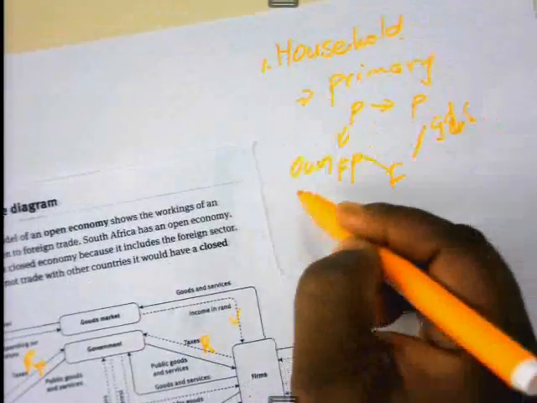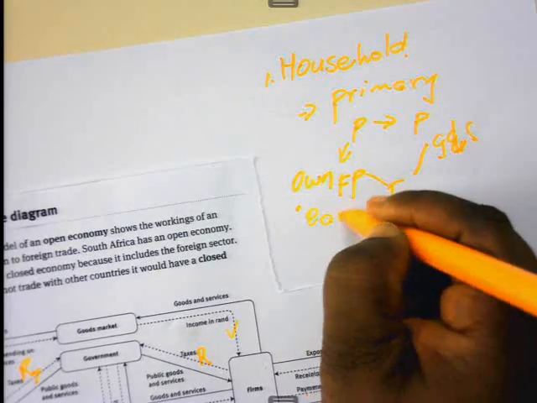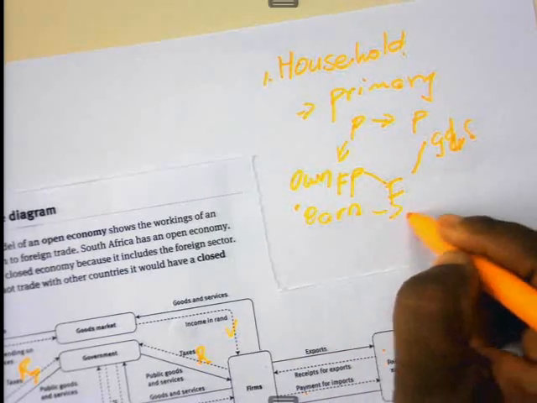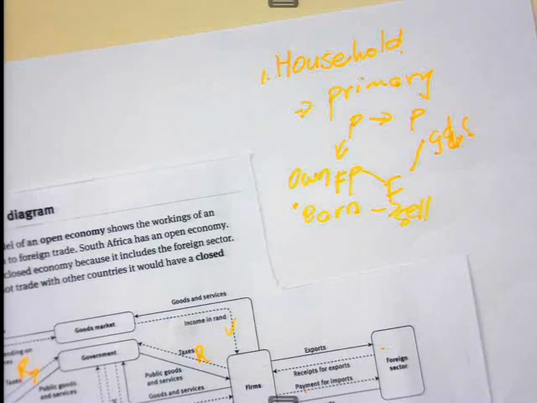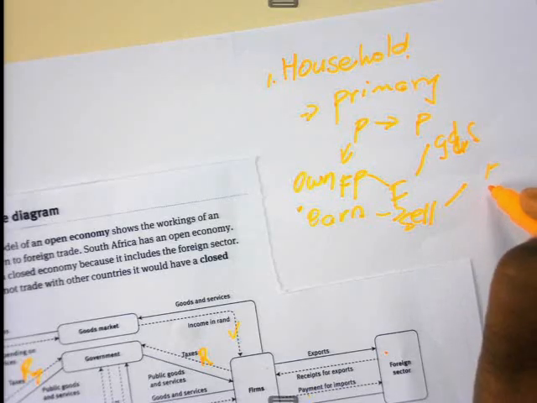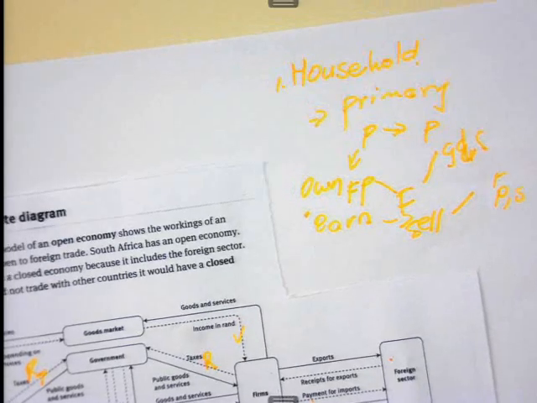And then the next point that you can mention is that the household earns an income. And how do they earn an income? When they sell the factors of production to the factors market, they receive an income in the form of interest, in the form of profit, in the form of salaries, right? That's what you need to mention.